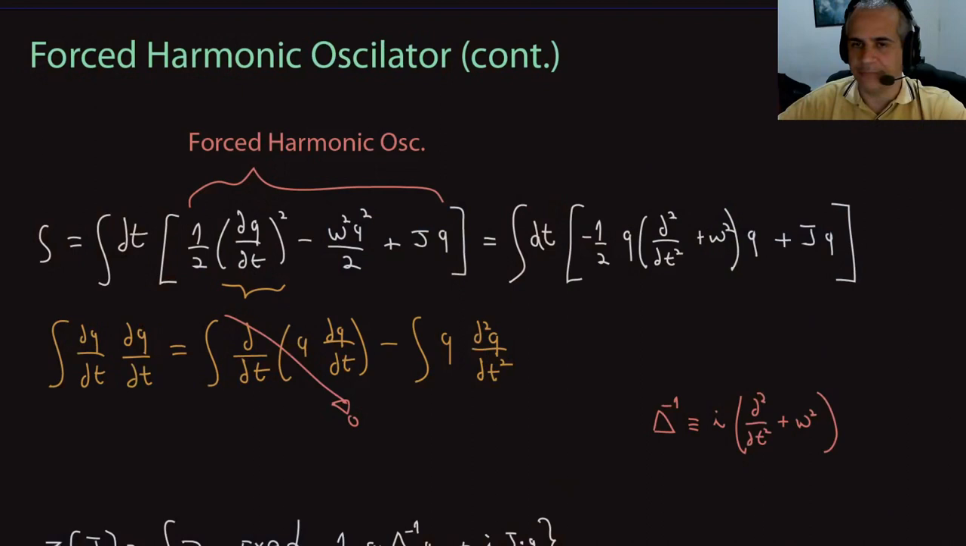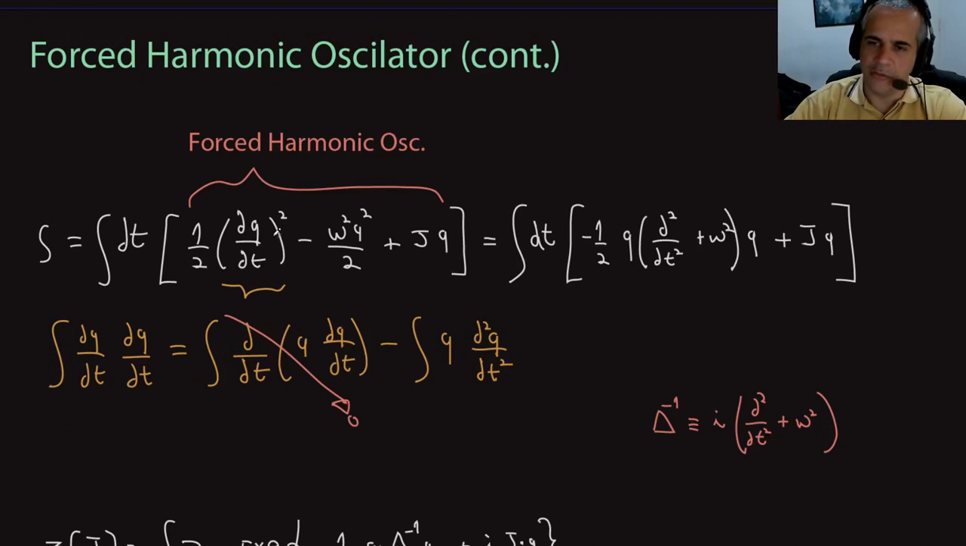Let me start by doing a quick recap of what we were doing last time. We were trying to use path integrals to quantize the forced harmonic oscillator. So this, right here, is the Lagrangian of the forced harmonic oscillator.